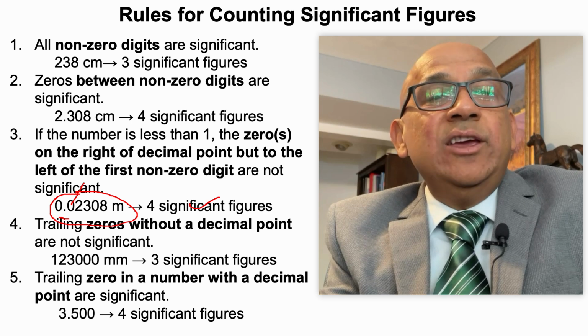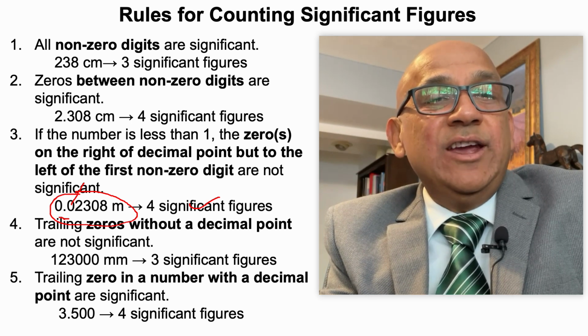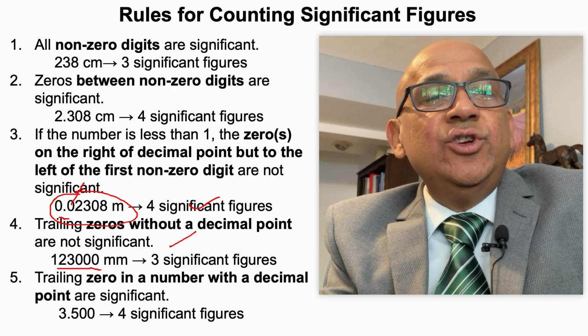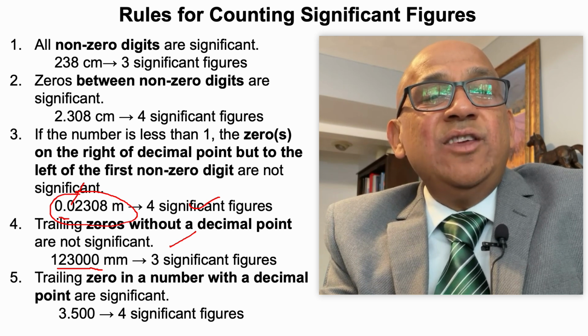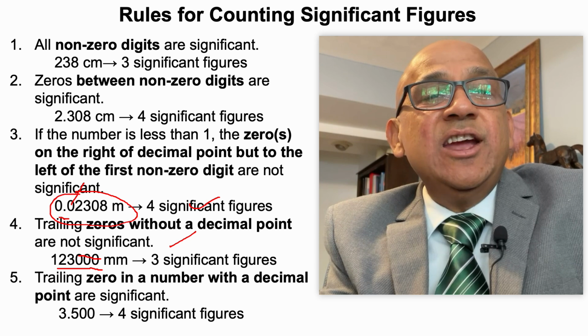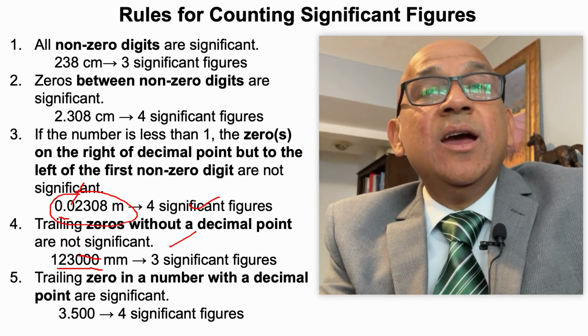Rule number 4 is that trailing zeros without a decimal point are not significant. In this number 123,000 millimeter, you see there are 3 significant figures. The remaining 3 zeros which are trailing are not considered as significant figures.